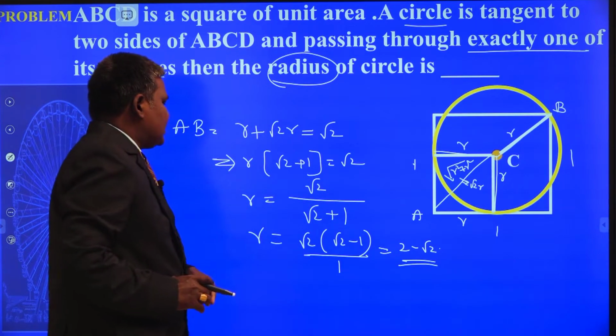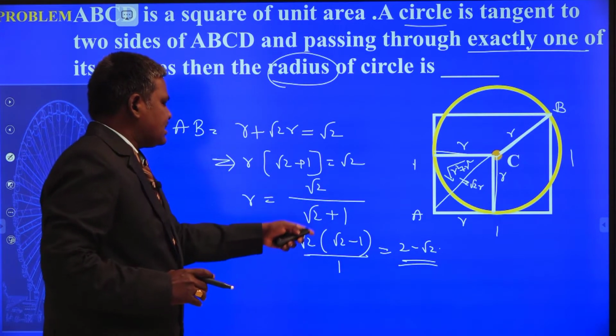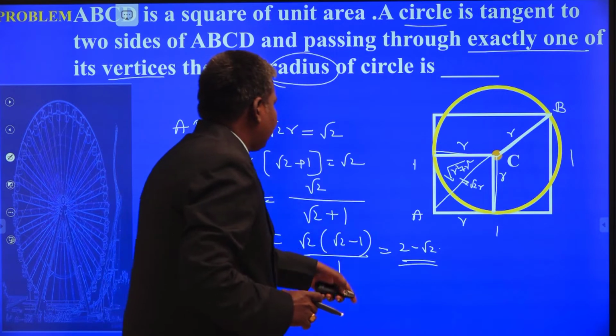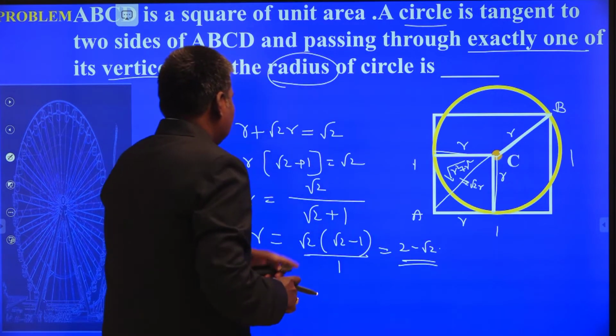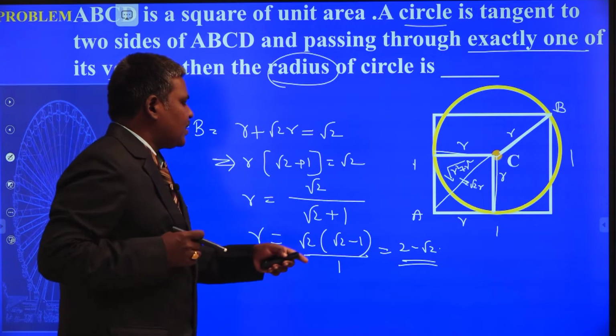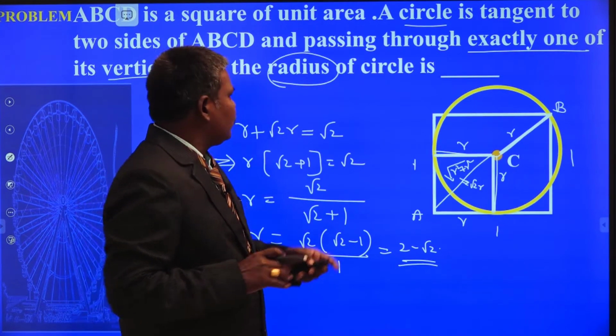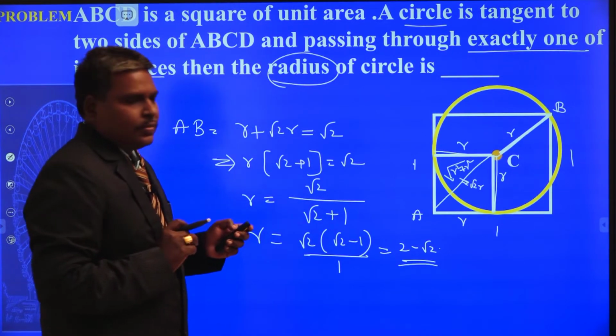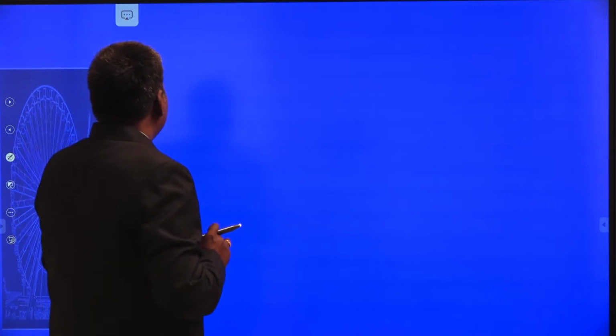From that you can easily find the value of r by simple verification, 2 minus root 2. That is the rationalization here. r is equal to root 2 times (root 2 minus 1), that is 2 minus root 2. Okay, this is the question. Now let us see one more problem.